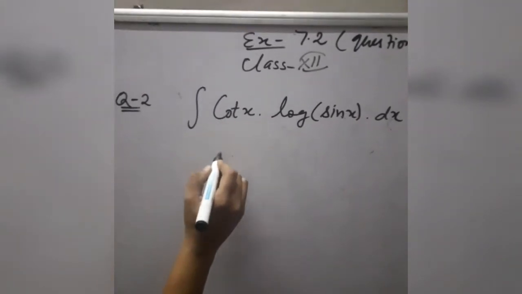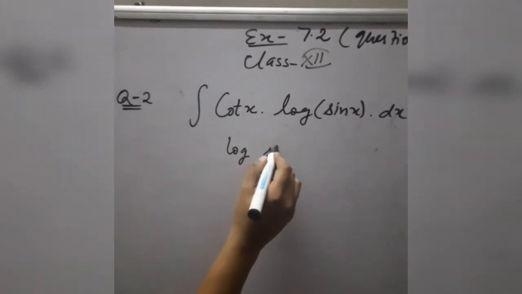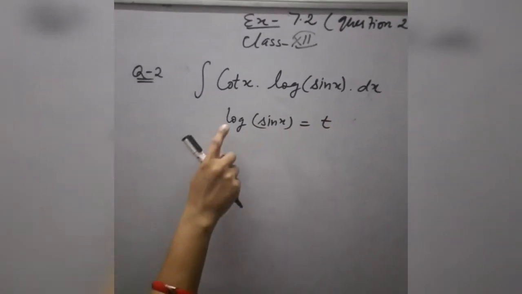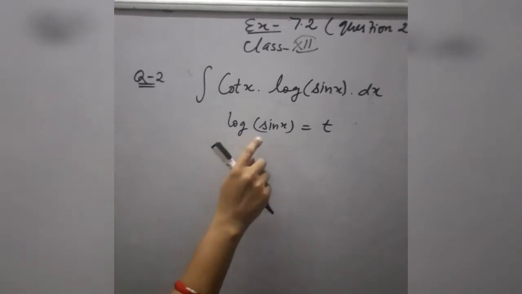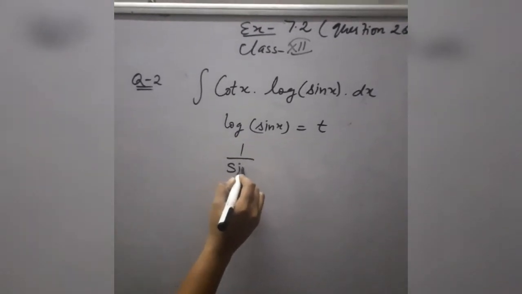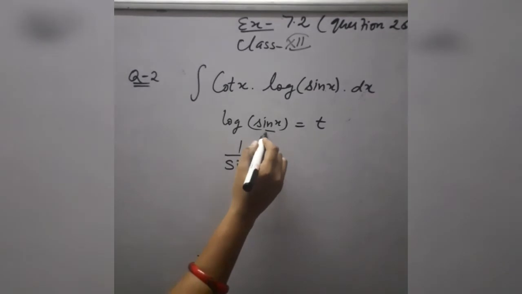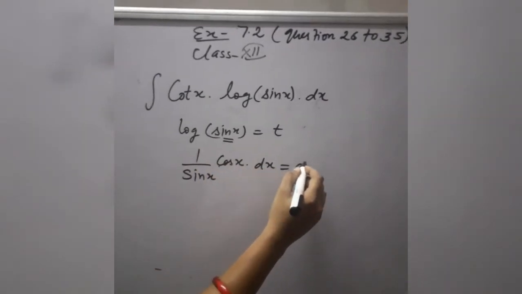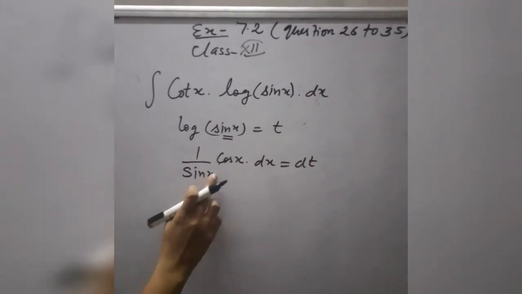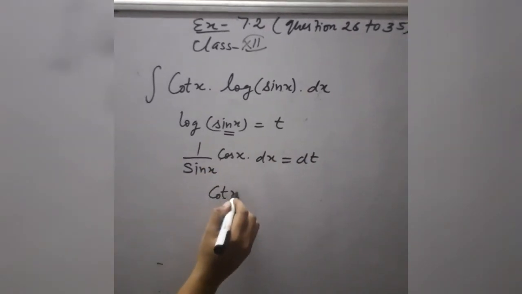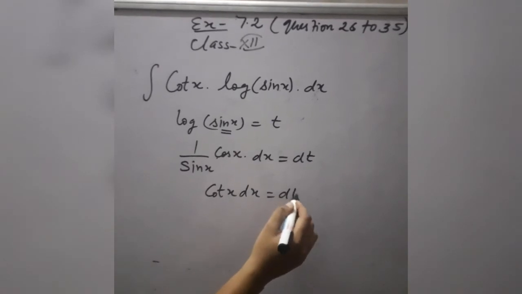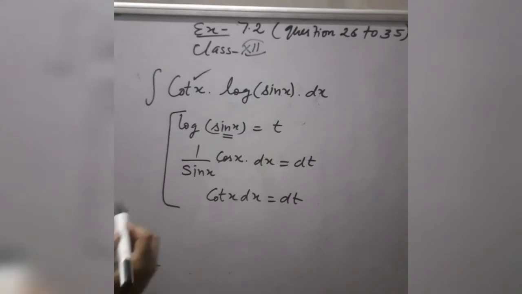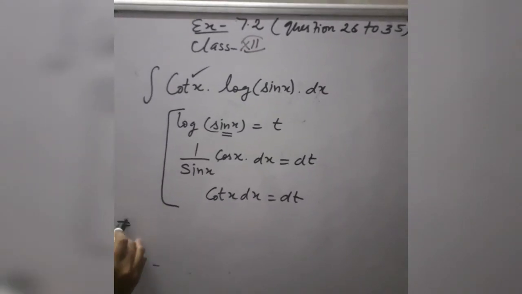So if you are taking log sin x is equal to t, all of you know that the derivative of log x is 1 by x, so the derivative of log sin x is 1 by sin x into the derivative of sin x, and the derivative of sin is cos x into dx, this is equal to dt, and cos by sin becomes cot. So cot x into dx is equal to dt, and cot is also present in the statement. So that's why you will put log sin x is equal to t.